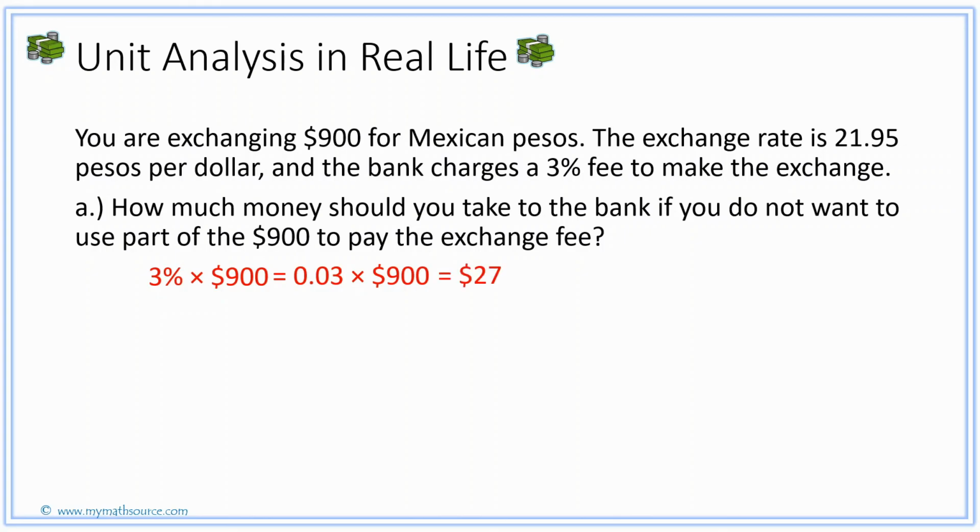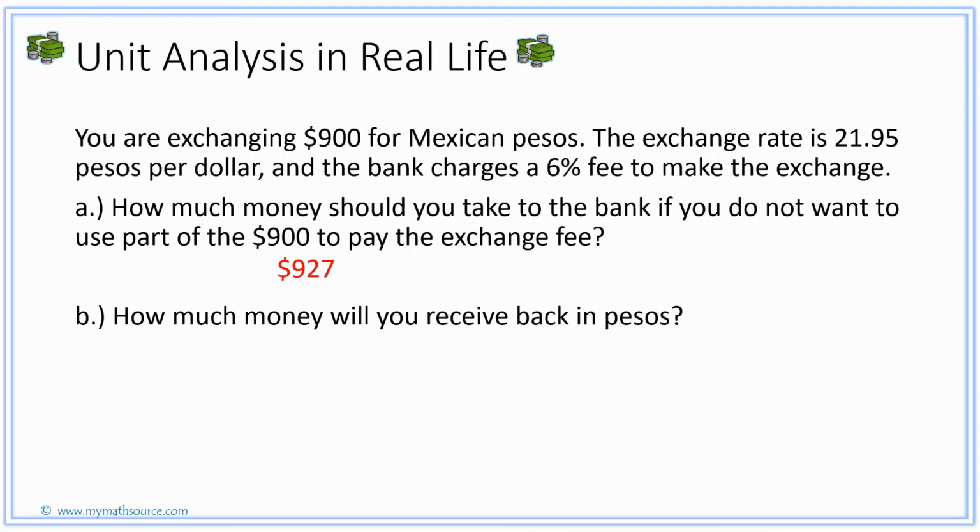That gives us $27. So if we were to add these two together, 900 plus 27, then 3% of $927 will bring us back down to 900. All right, so that's how we figure out how much money we should take to the bank. So once the bank charges the 3% fee, we will be left with $900.